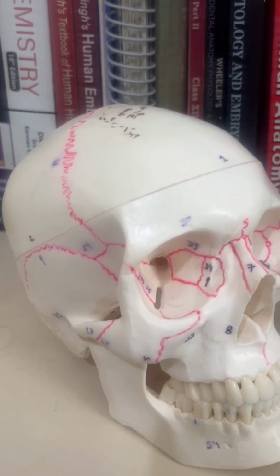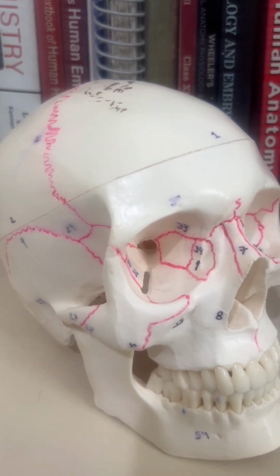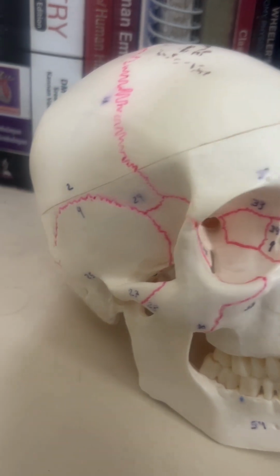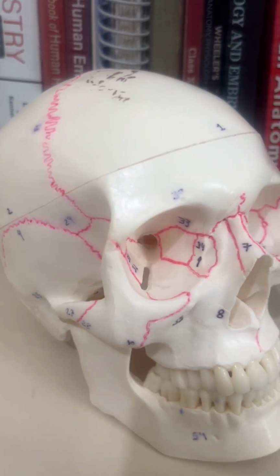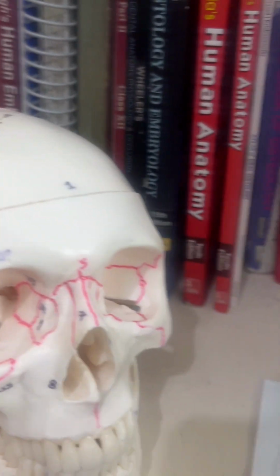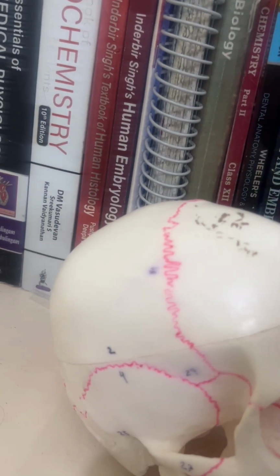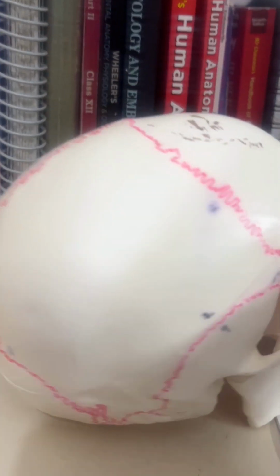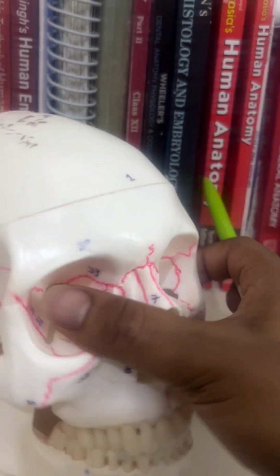Hello everyone. In this video today we will discuss and study the anatomy and basics of the skull. If we look at the skull from the front, lateral and back views, the skull is divided into mainly four parts. This part is called the frontal bone, this is the temporal bone, this is the parietal bone, and this is the occipital bone. One by one we will go through them.